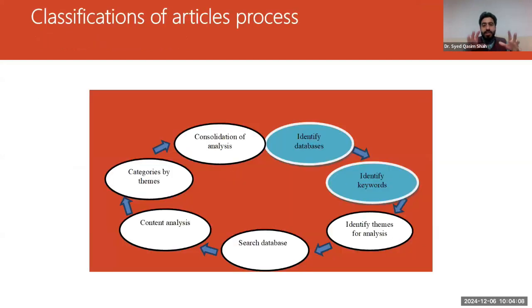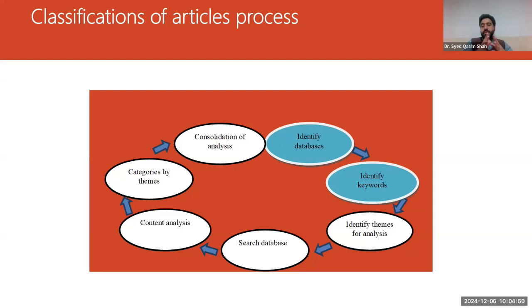Now this is the process whenever we go for any content analysis. We will start from identifying databases. Again, we are talking about a certain concept and certain words or themes or certain research. So we will start with identifying the different databases like Google Scholar, like Emerald, like Taylor and Francis. There are a number of databases that are available for a researcher. So we will identify a certain database.